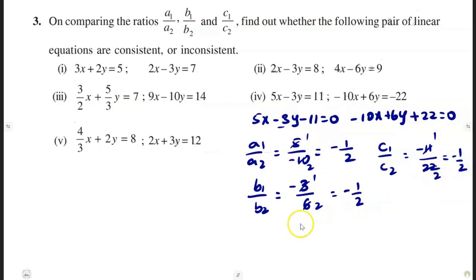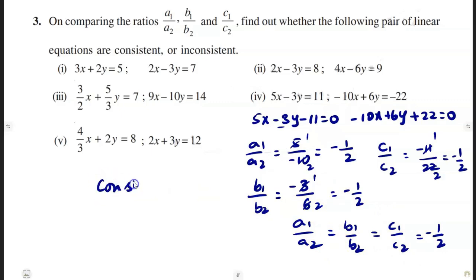So we observe that a1 by a2 is equal to b1 by b2, and they are also equal to c1 by c2, which are all equal to minus 1 by 2. So whenever all these ratios are equal, the lines are coincident and they are consistent. They are called consistent equations. And we can say that they are coincident lines and they have infinite solutions. They are consistent and coincident here because all are equal. So basically they are consistent.